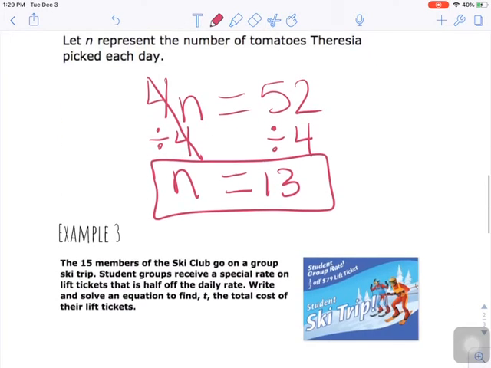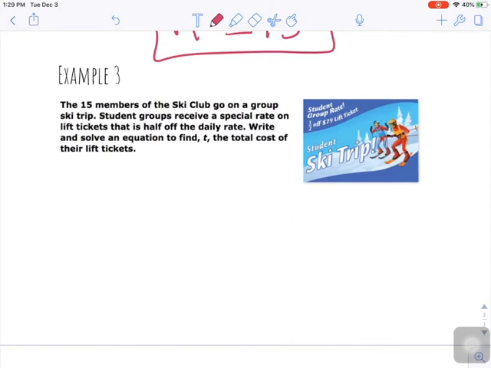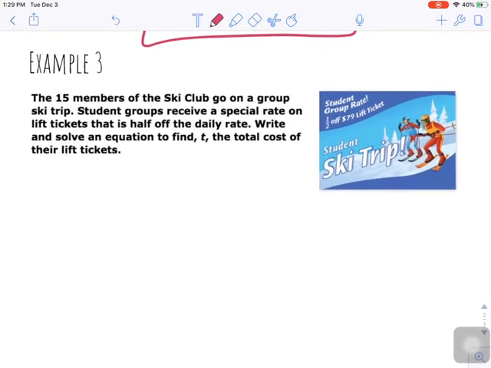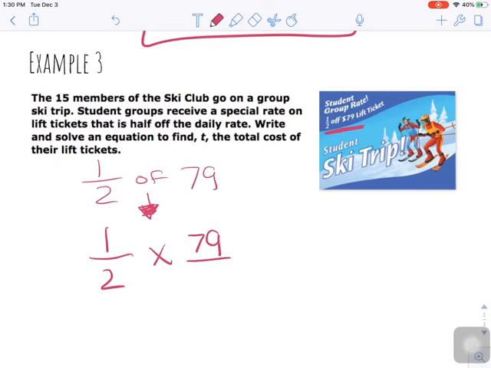All right, let's try a division problem now. Example 3, the 15 members of the ski club go on a group ski trip. Student groups receive a special rate on a lift ticket that is half off the daily rate. Write and solve an equation to find t, the total cost of their lift tickets. So over here, this is saying that we get half off of 79 if we're a student. The first thing we want to do is figure out what half of 79 is. Remember, if we're talking about of, we're dealing with multiplication. So I can multiply by 1/2. I can also divide by 2, because multiplying by half and dividing by 2 is the same. I'm going to end up with the same answer.